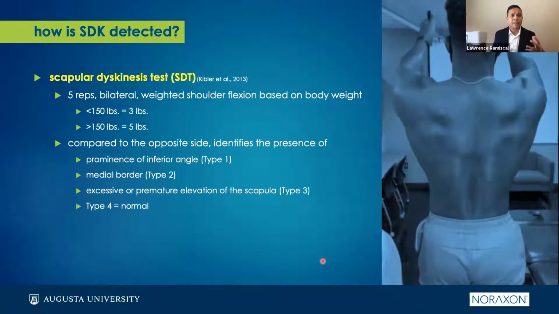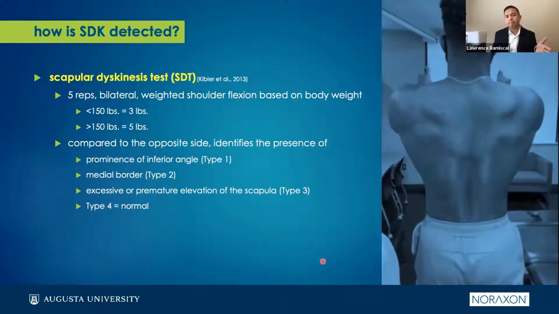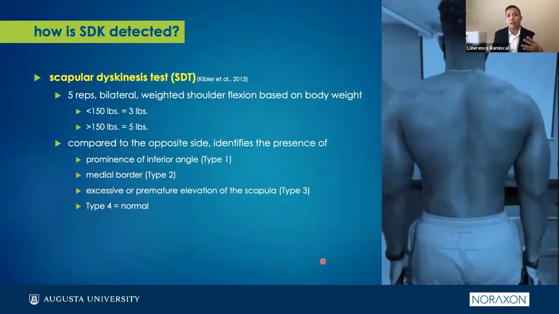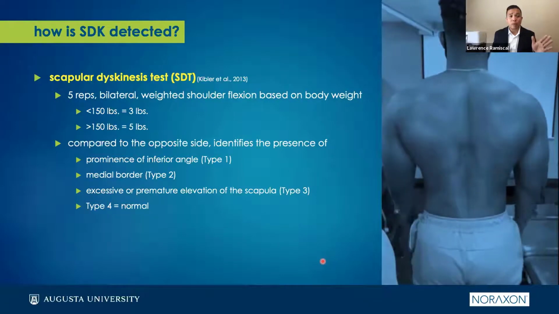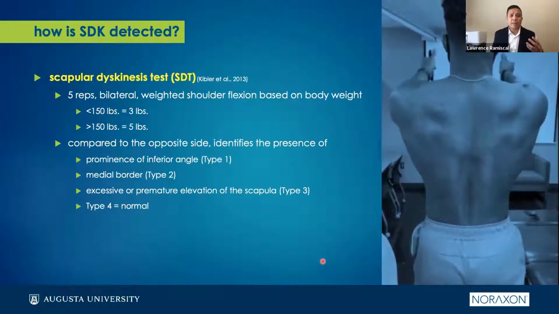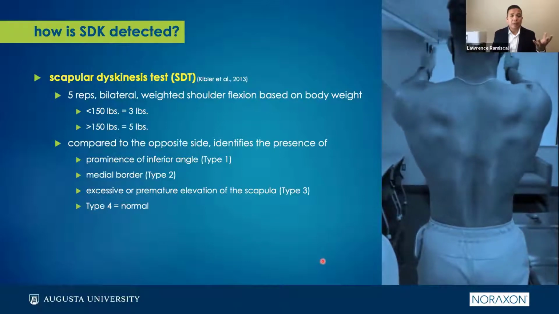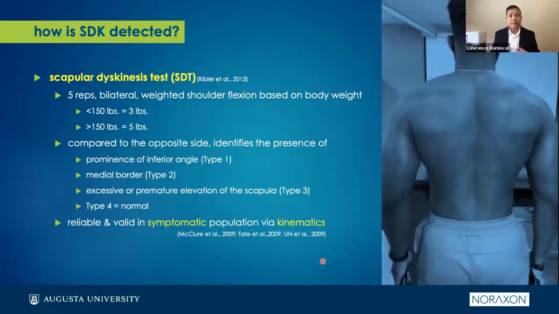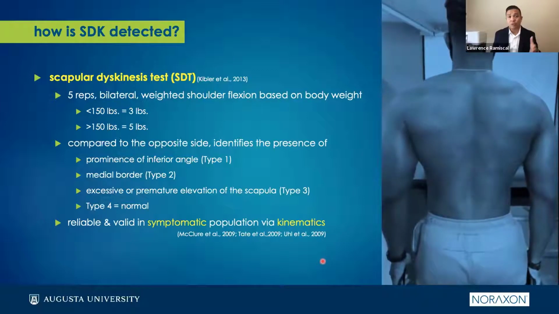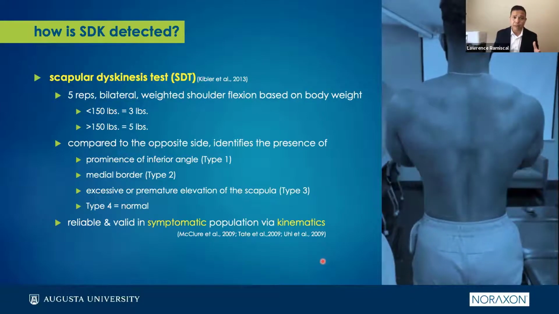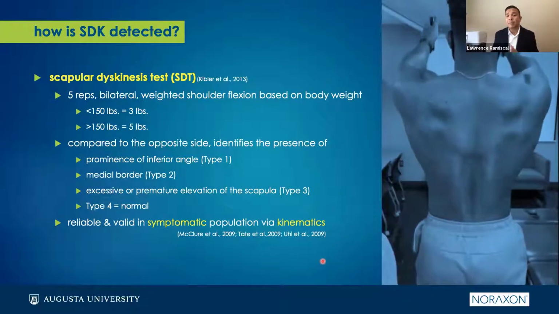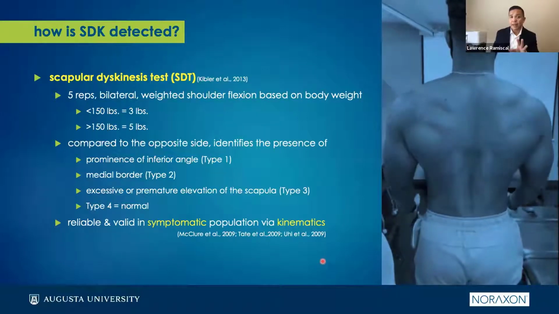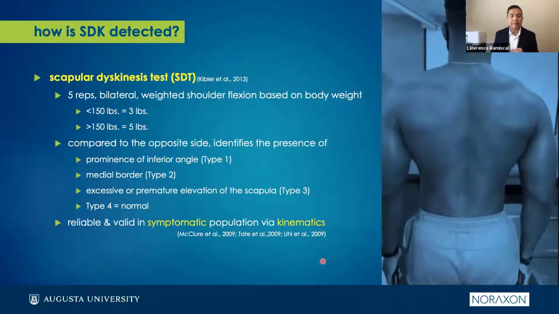The original version of this is the presence or absence of four definitions of impaired movement: the prominence of the inferior angle, the medial border being more prominent, also known as winging, or excessive or premature elevation of the scapula, and so on. This test has been shown to be reliable and valid specifically for the symptomatic population, and it has been validated using kinematics. So we're talking about motion capture for the scapula, and that's how they validated the test itself.